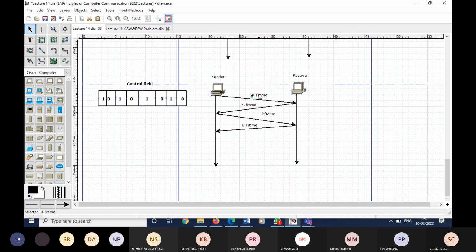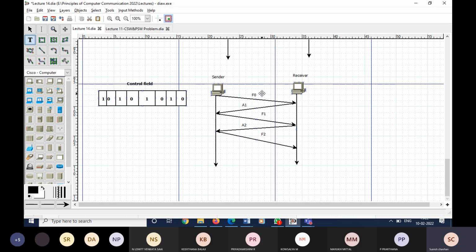So the first frame has come here. I'll just remove this and write F0. F0 means 0 0 0. Here I have received the acknowledgement A1, and frame F1 I have sent, and it is expecting A2. And now I'm sending F2 here. 0 1 0 is the F2, correct?